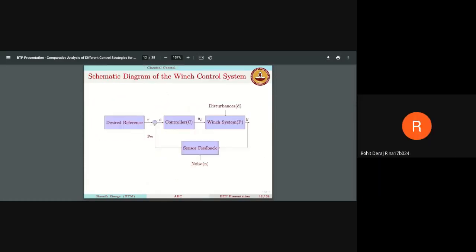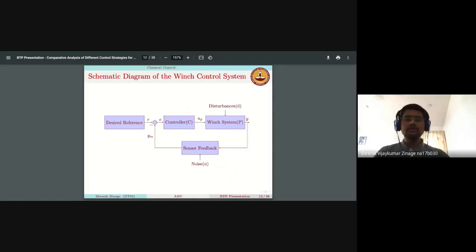Okay. So the basic schematic diagram of the winch control system is shown like this, where the desired reference would be the opposite of the heave time history at the tip of the crane. That would be the reference in our case. And the controller would be the various controllers that I would be using. The winch system includes the model dynamics that I explained recently, included in the winch system P. And the output Y would be the reel length of the rope, which I want to track the desired reference.